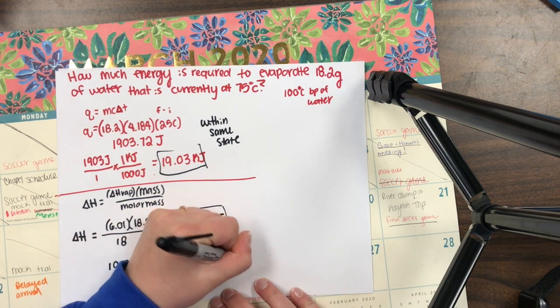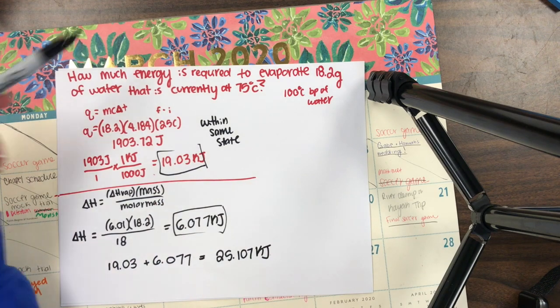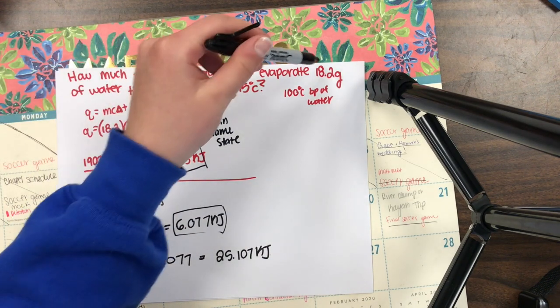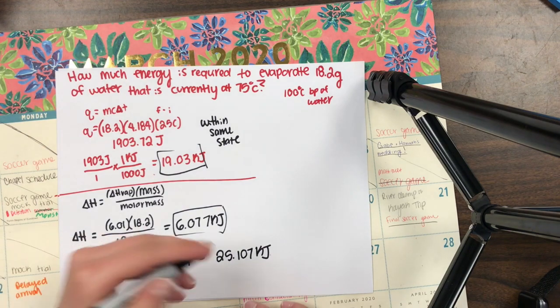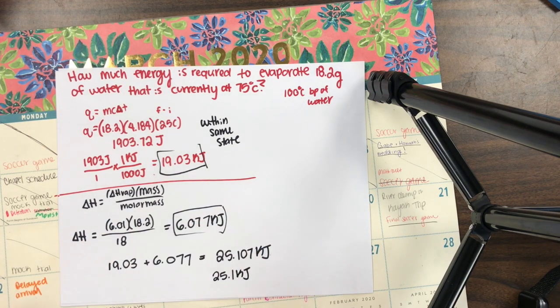I get 25.107 kilojoules. To adjust for sig figs, we don't use temperature for sig figs, so I'm going to look at this mass, and it's 3, so that means that it's really going to be 25.1 kilojoules for my final answer.